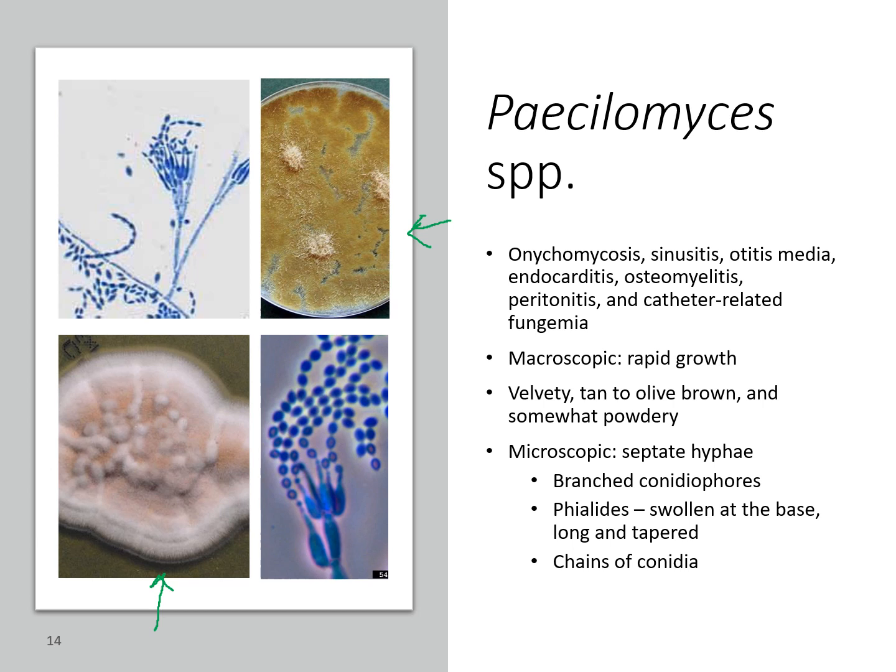For the microscopic appearance, it does look similar to the Penicillium as far as those phialides and the conidia attached, except the difference with this is these phialides are really swollen. So you can see how they're swollen at the base, and then they kind of taper off. It has a different look than the phialides of the Penicillium. And again, you've got the conidia in long chains.